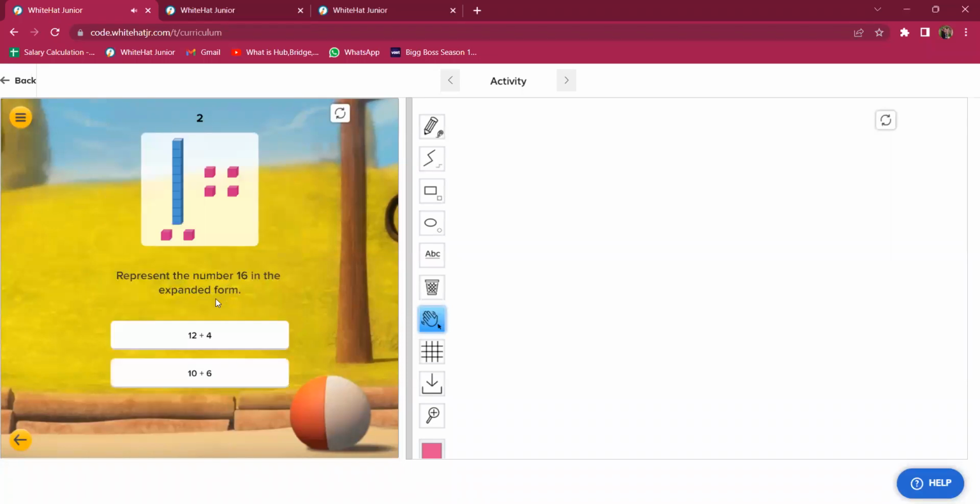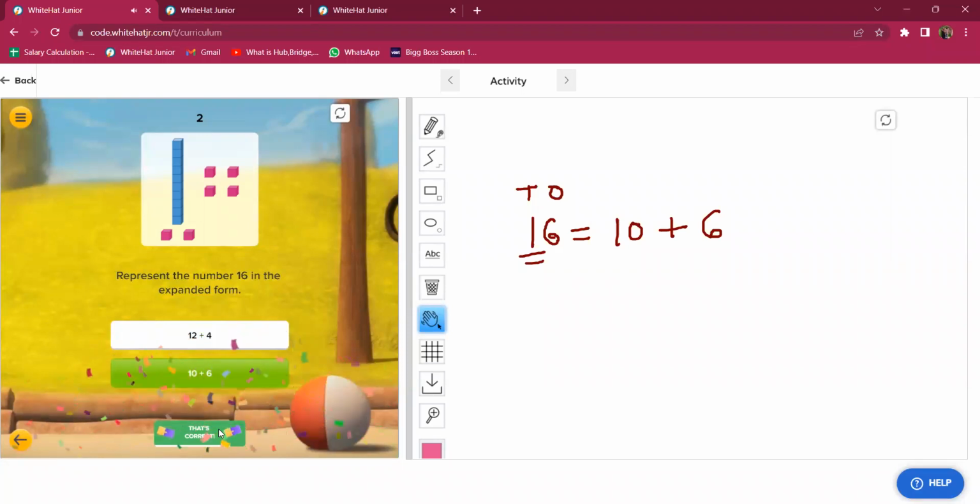We have the number 16 in the expanded form. So if you see the number 16, this can be the ones place, the tens place. This 1 will be 10 because it's in the tens place, and at the ones place we have 6. The expanded form should be the second option. So you will click on the second option, check your answer, and click on the next option.